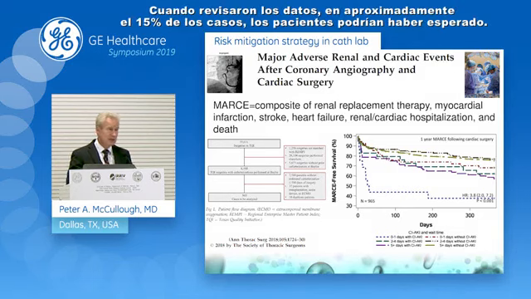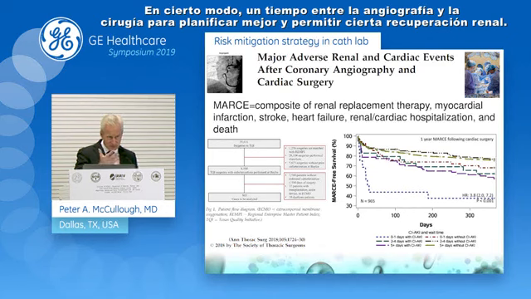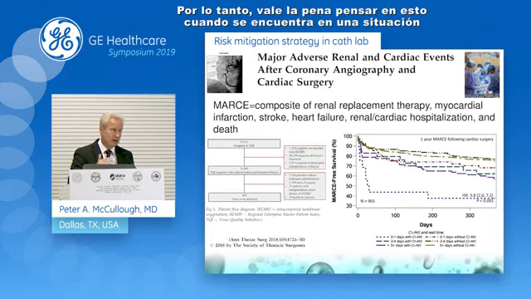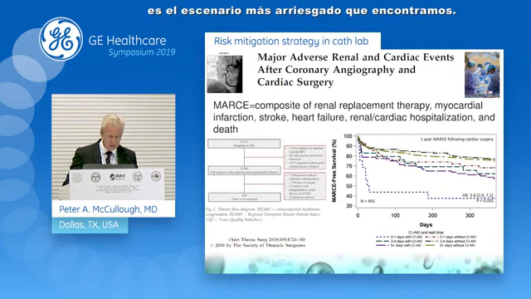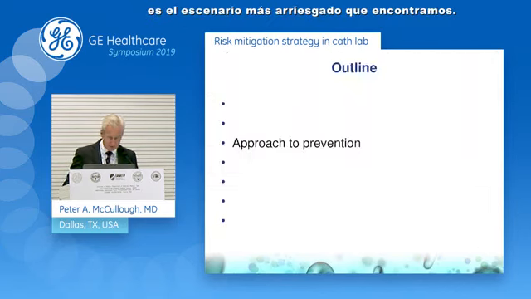And when we reviewed these cases, we found about 15% of cases, when we looked at them, the patients could have waited. That we could have, in a sense, given some time in between the angiogram and the surgery to probably better plan and allow for some renal recovery. So think about this when you're in a situation where there's an angiogram followed right on by surgery, the highest risk scenario that we found.